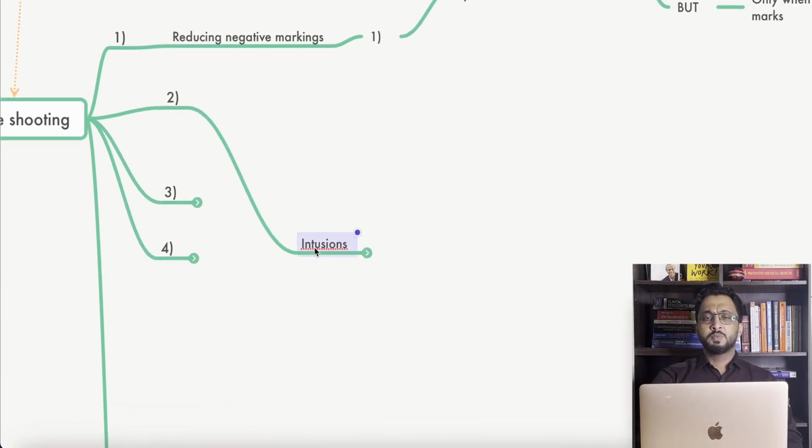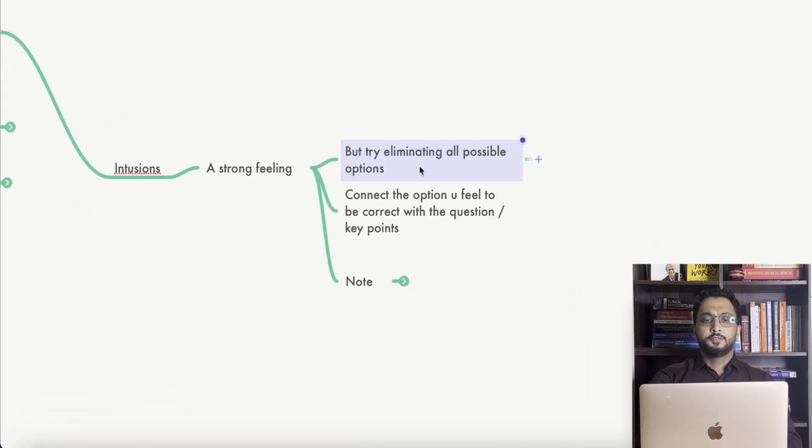Now, intuitions. Some students tell me, I got a strong feeling that this was the answer. Then what happens? You come from the examination hall, you check your answers, and you find that it was correct, but I didn't attempt. So what should you do with this type of question? The first thing you have to do is, even if you get an intuition, check with the other options. Try eliminating some options if possible. Connect the option you feel to be correct with the question or the key point, even if it's an intuition.